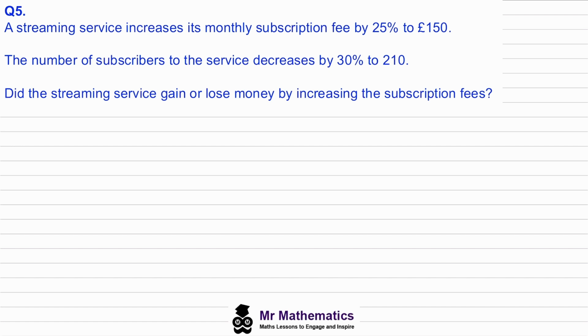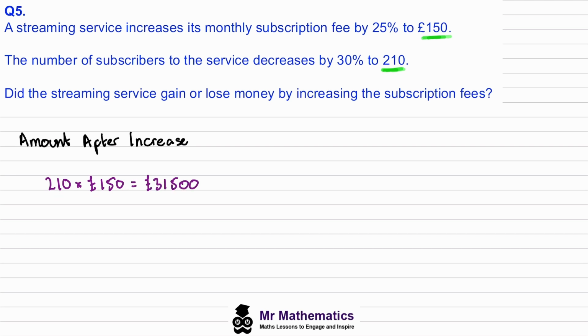Okay, so welcome back. We'll begin by working out the amount of money made after the increase. There are 210 subscribers, each paying £150. So this will be 210 multiplied by 150, which is £31,500. And we need to compare this to the amount before the increase. So if they increased their monthly subscription by 25% to £150, then this represents 125% of the original.